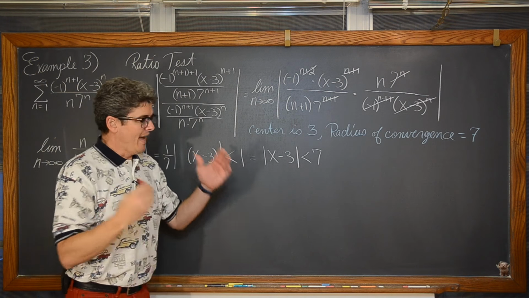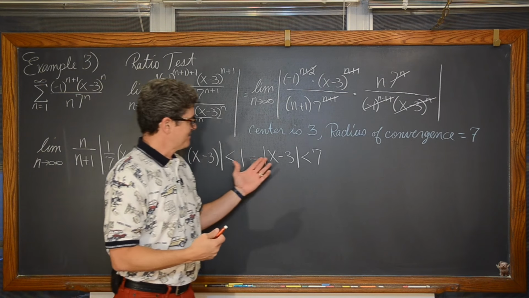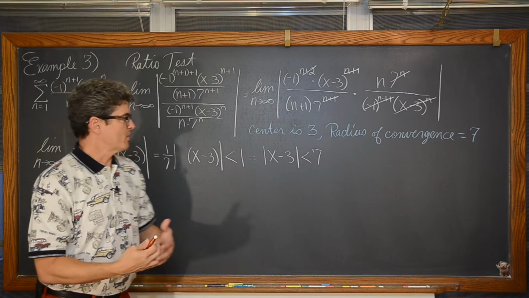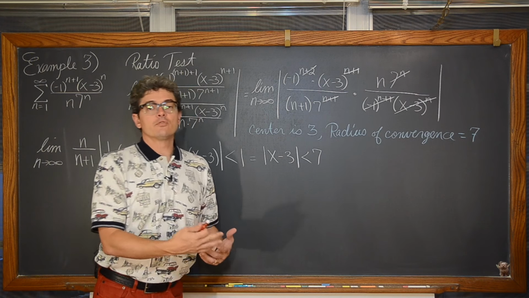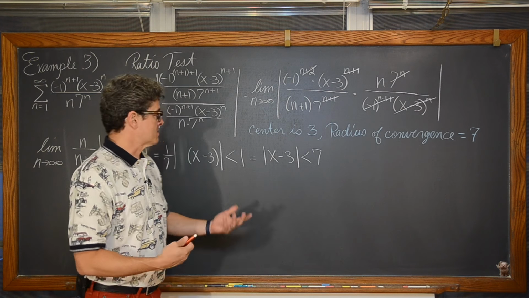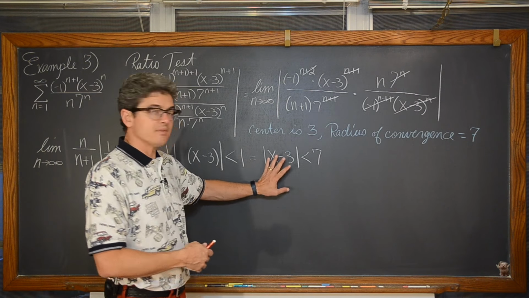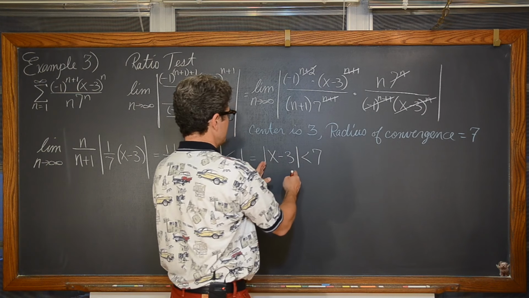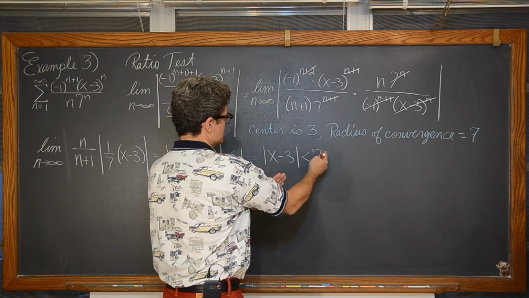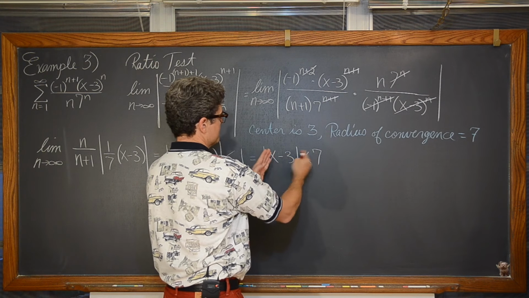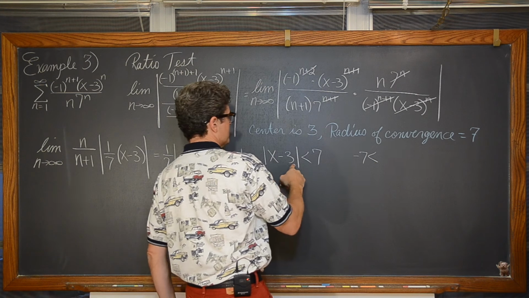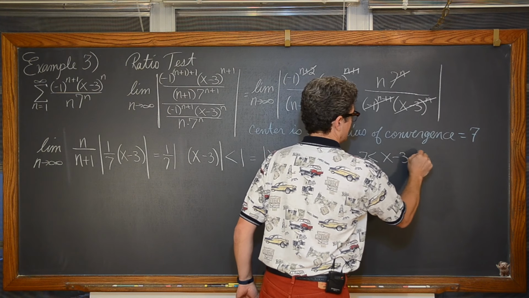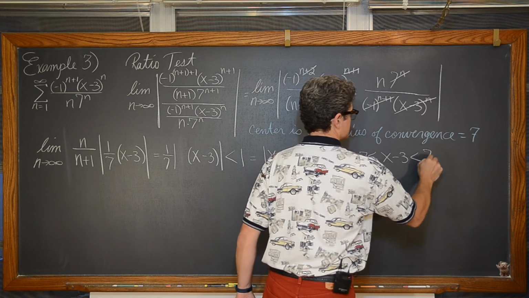Okay, so we have now a result that is going to allow us to set up a preliminary interval for convergence, but then we're going to have to test the endpoints. So let's go ahead and write this without the absolute value signs, which means that this can be 7 or negative 7, but it has to be in between those values. So we have negative 7 is less than x minus 3, which is then less than 7.